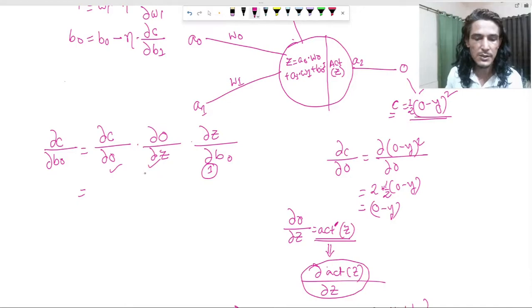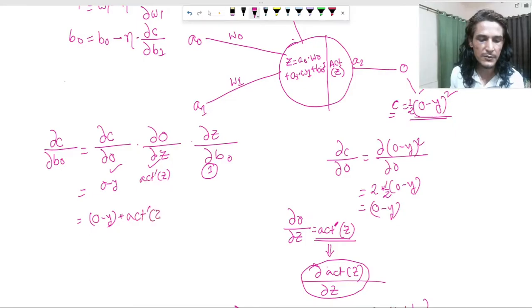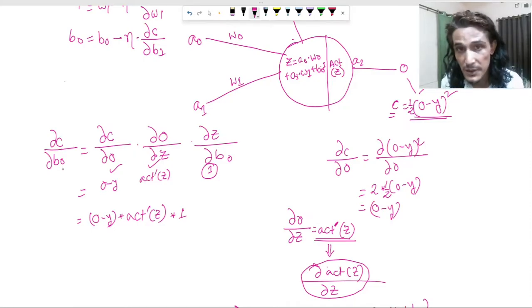We have computed this other term, for the time being, as the derivative of the activation function, and this term to be o minus y. So if you multiply all of them, it looks something like this: o minus y multiplied by the derivative of this activation function and multiplied by 1. Whether you write the 1 or not, it's basically the same thing. Okay, got it. Now we know the rate of change of the cost function with respect to b0.